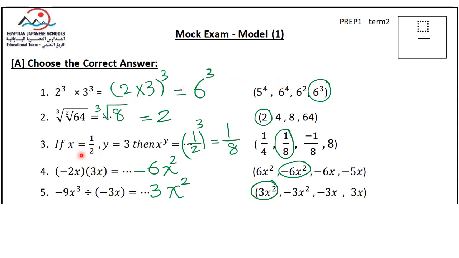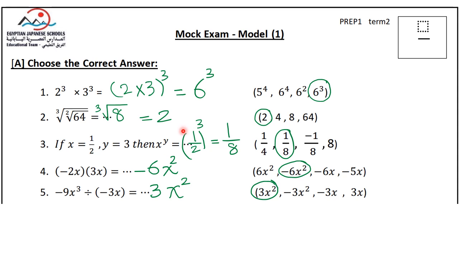For the second equation we have a cubic root, and then inside the cubic root there is a square root, so we solve what is inside first. So square root 64 equals 8, so cubic root of 8 equals 2.